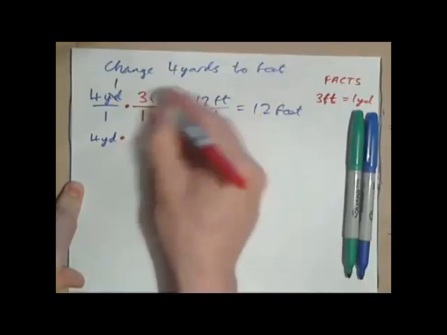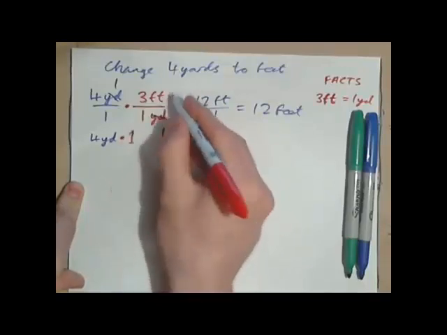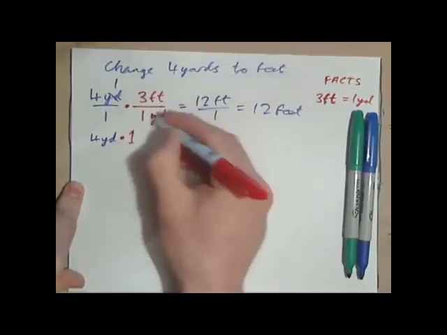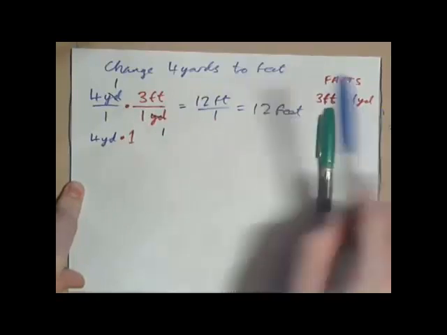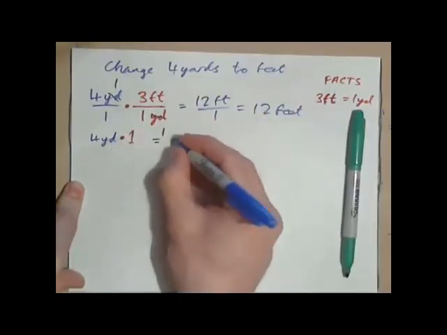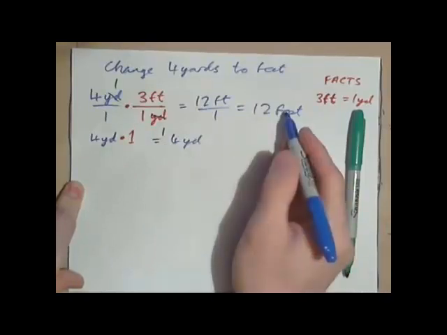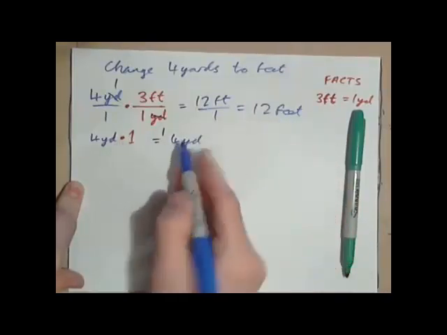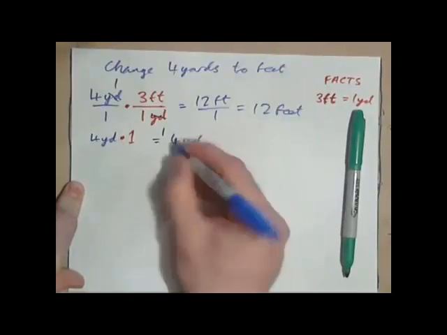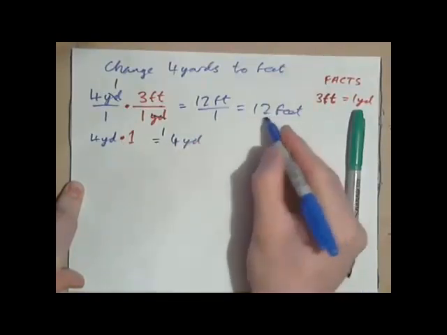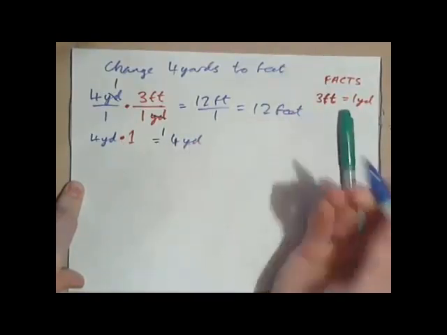Now, this is a unit fraction. So this whole thing, this red fraction here, is just the number 1. So you multiplied 4 yards by 1, and you got 4 yards. But you see, 4 yards is the same as 12 feet. So we didn't change the actual size of the quantity. We just changed the units. So we just went from yards to feet, right?